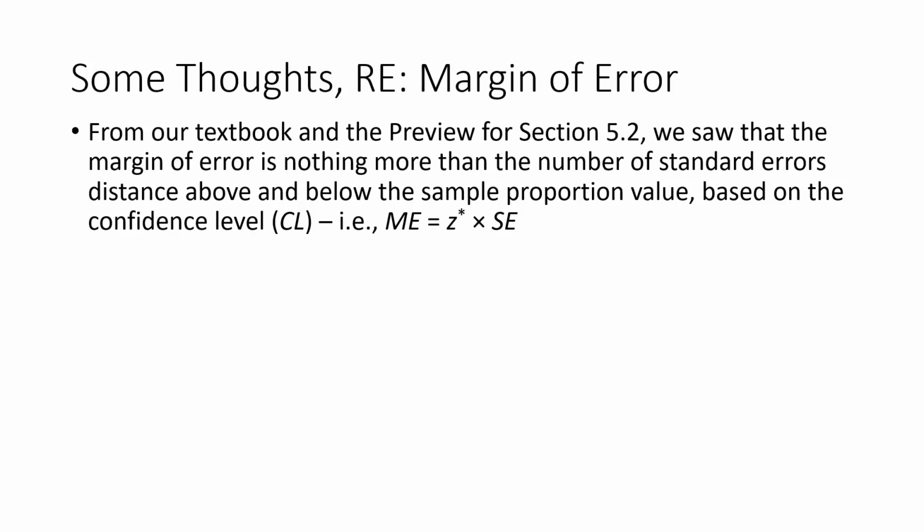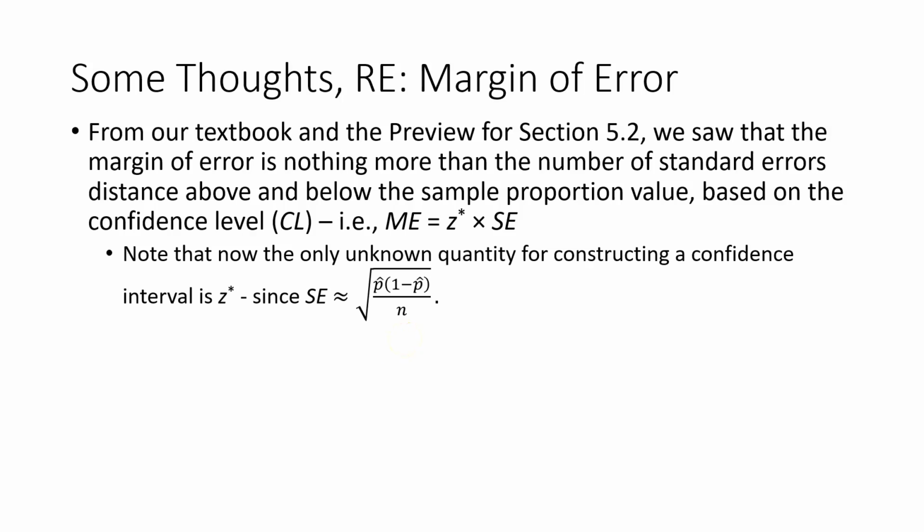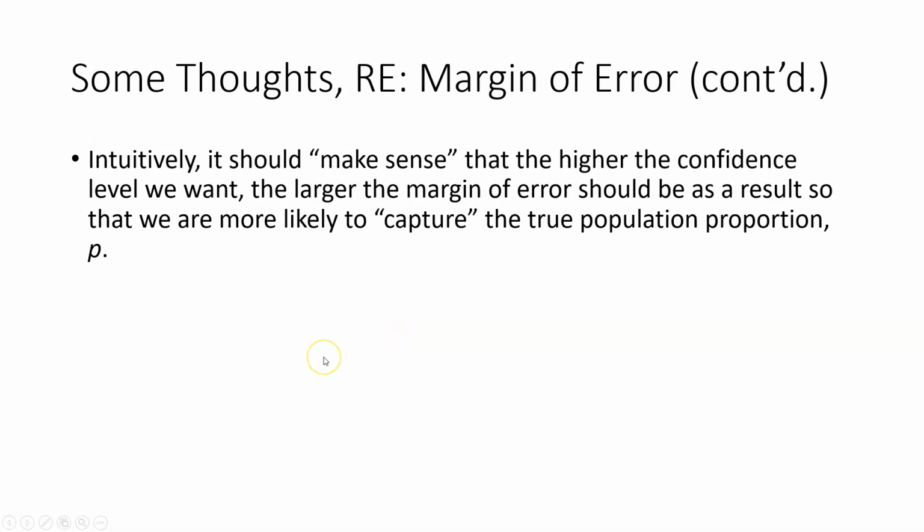It's z asterisk, where z asterisk depends on the confidence level, and I'll talk about that in a minute, times the size of the standard error. Note that the only unknown quantity in this formula is the z asterisk value, because we already have another formula for the standard error. Intuitively, it should make sense that the higher the confidence level we want, the larger the margin of error should be, so that we're more likely to capture the true population proportion p.